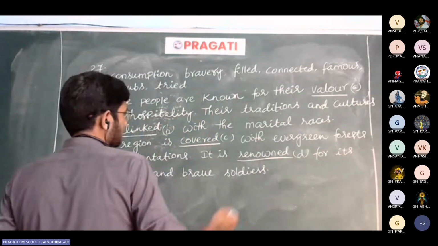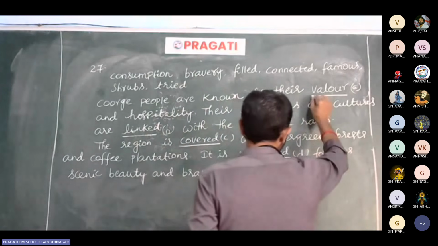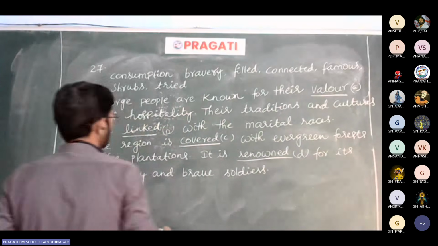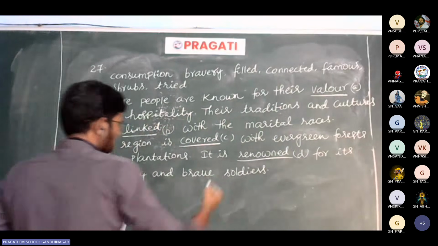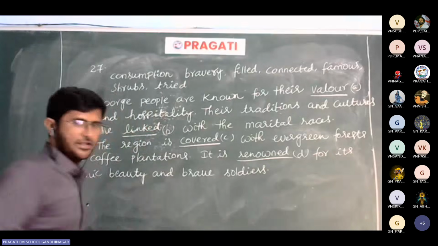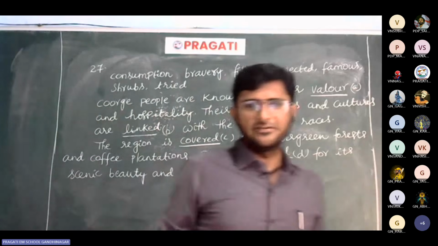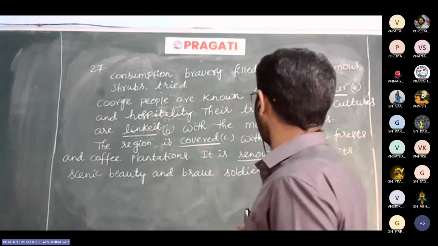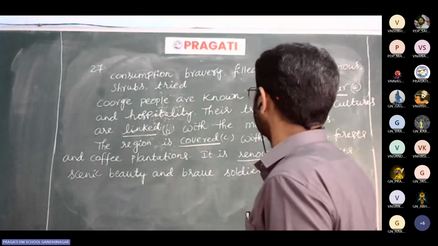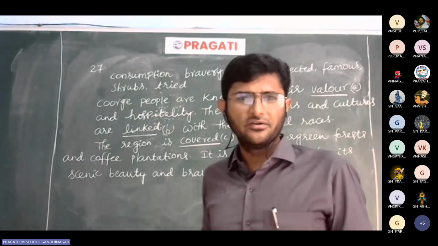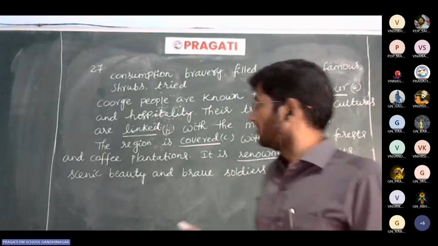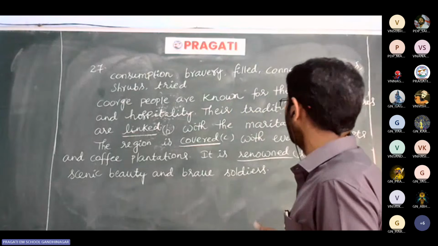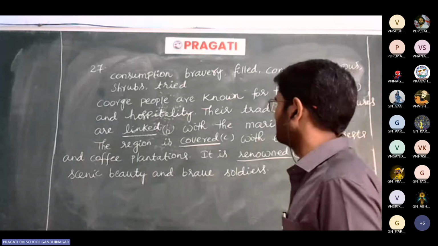So right, so the words which are underlined here are first one, valor, second one, linked, third one, covered, and fourth one, renowned. Right. So the first word is, people are known for their valor. So the synonym for valor is what is it? Is it consumption or bravery or field or connected or famous or scrubs or tried?